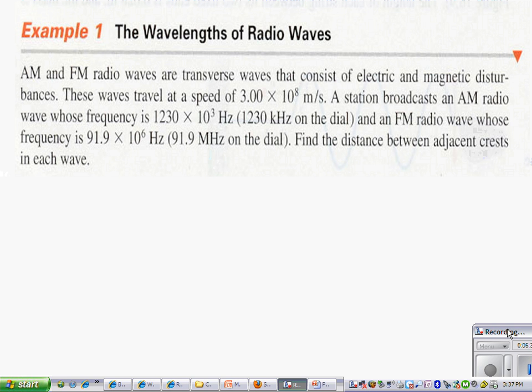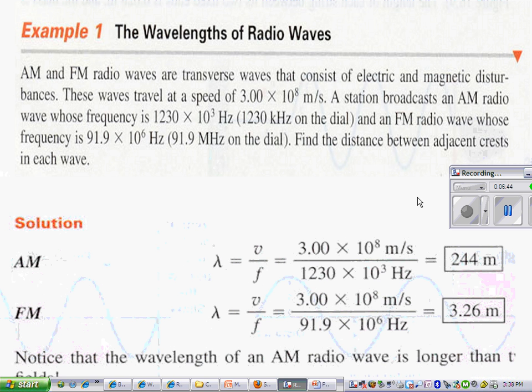Now when they say the distance between adjacent crests, what they're really asking for is the wavelength. We know from one crest to the next crest it's a wave. So pause the video and see if you can calculate the wavelength. Here are the answers. Once you do that, you use the equation velocity equals frequency times wavelength.